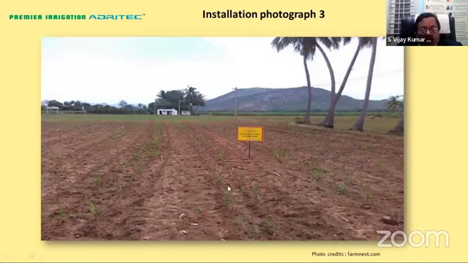And this is the same plot after say 1.5 months. You can see the germination is so uniform, and the growth of the plants across the whole crop, and the drip lines are not visible. With subsurface drip irrigation, the drip lines are below, in between these two rows; the drip line is underneath.